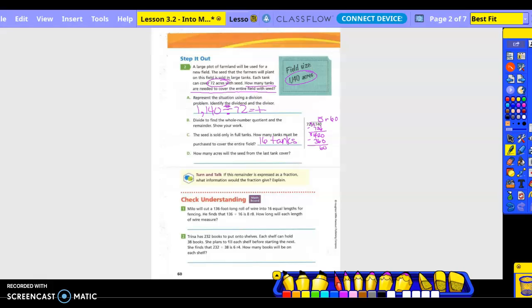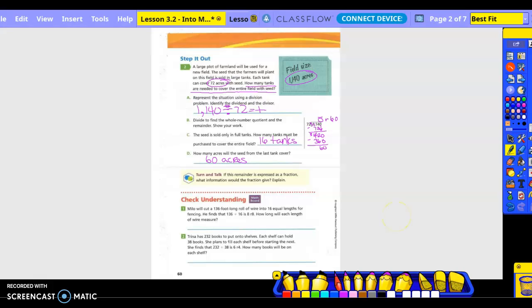How many acres will the seed from the last tank cover? So in this question, we need the remainder. So 60 acres. So usually when you're finding these, you need to decide, are you just using the quotient? Are you just using what full amount they need? Are you just using the remainder for what they have left? Are you having to go up 1? Or are you needing to make it into a fraction? Okay, so there's 4 questions you can ask yourself when you're trying to find the answer. Okay? All right, next one.